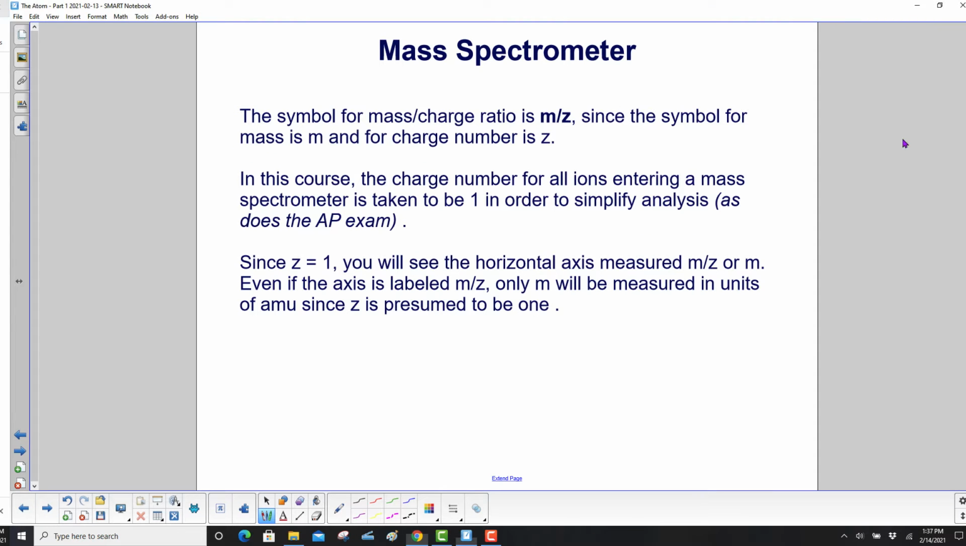The symbol for mass-to-charge ratio is m/z, since the symbol for mass is m and for charge number is z. In this course, the charge number for all ions entering a mass spectrometer is taken to be 1. That will simplify the analysis. The AP exam does the same thing. Since z is equal to 1, you will see the horizontal axis measured either in m/z or m. Even if the axis is labeled m/z, only m will be measured in units of AMU, since z is presumed to be 1.